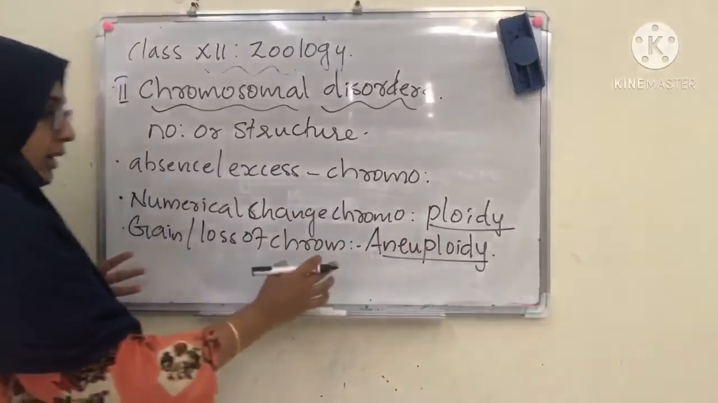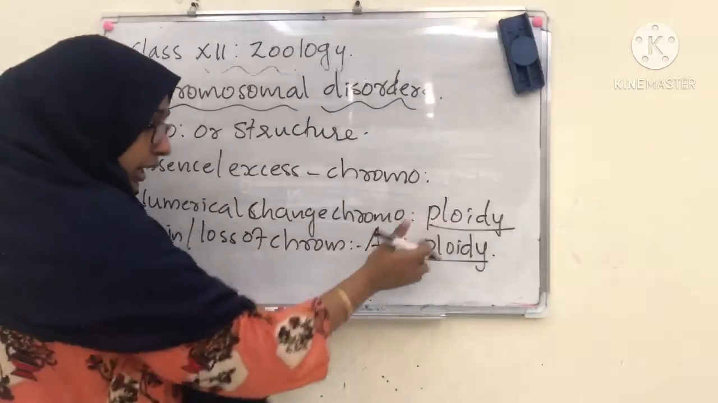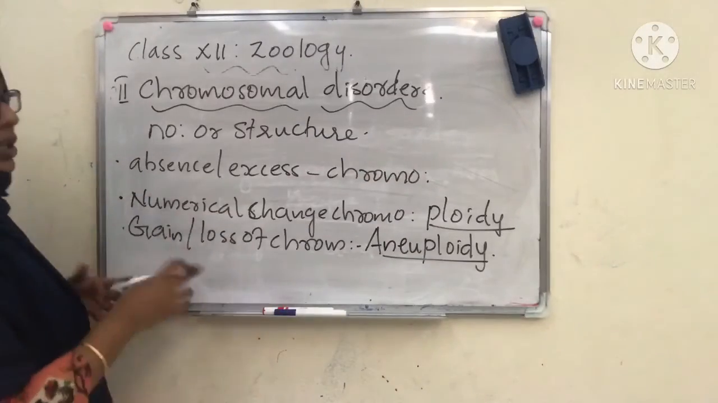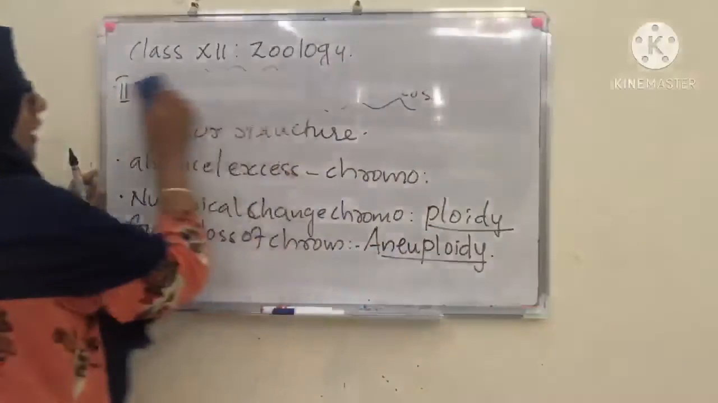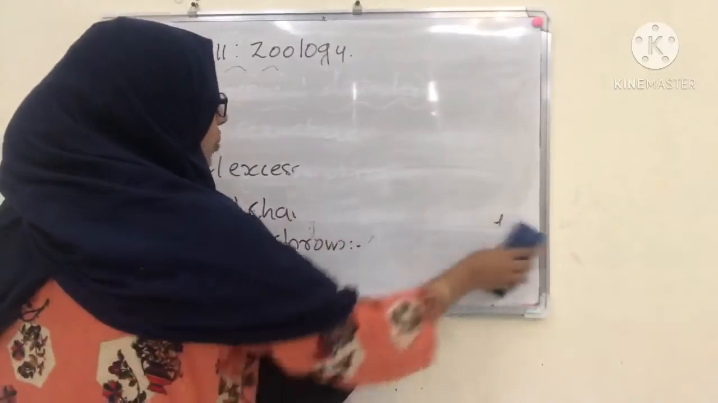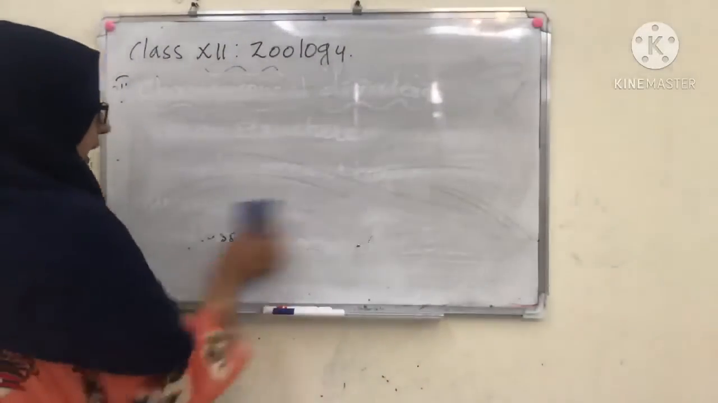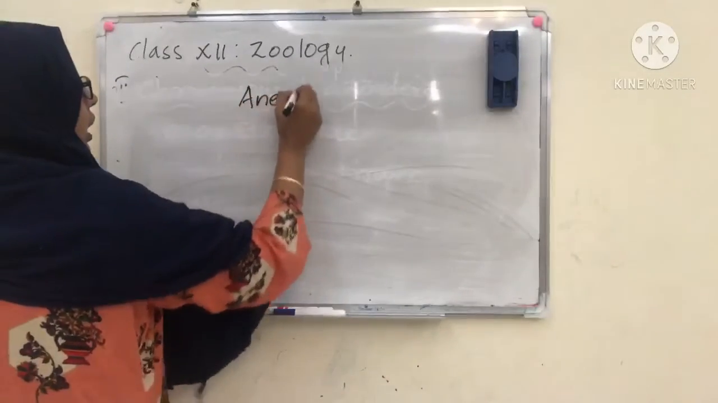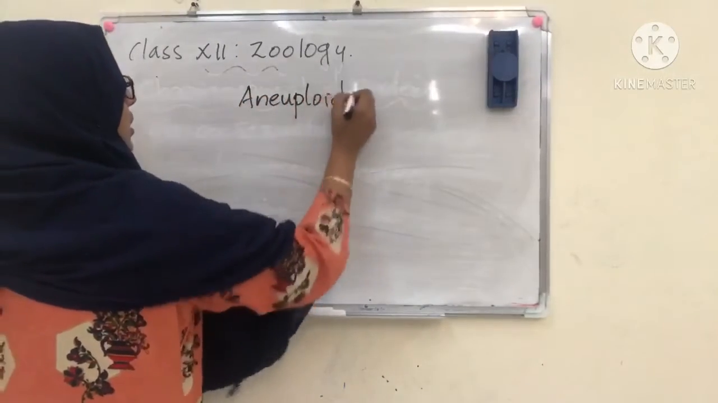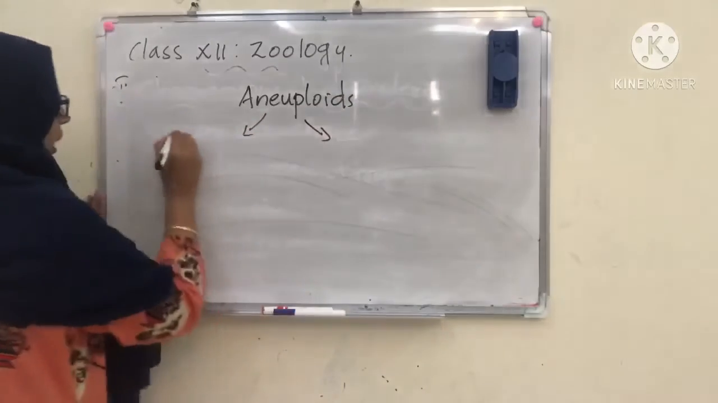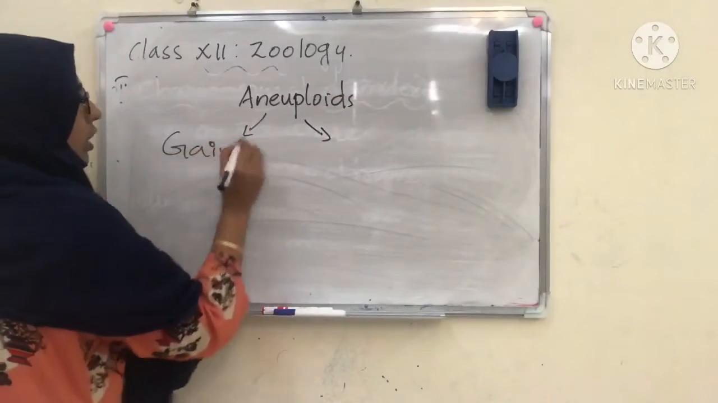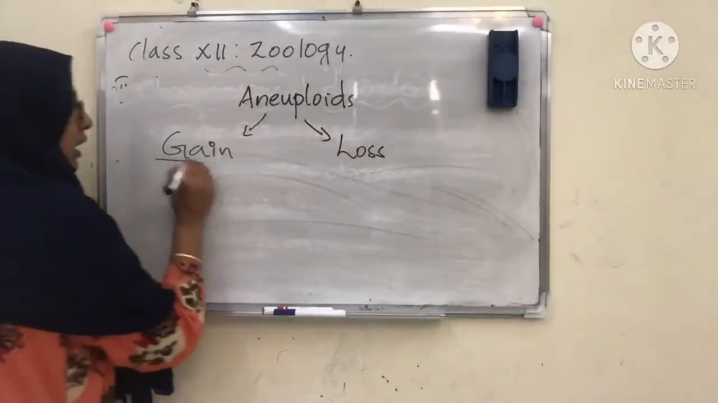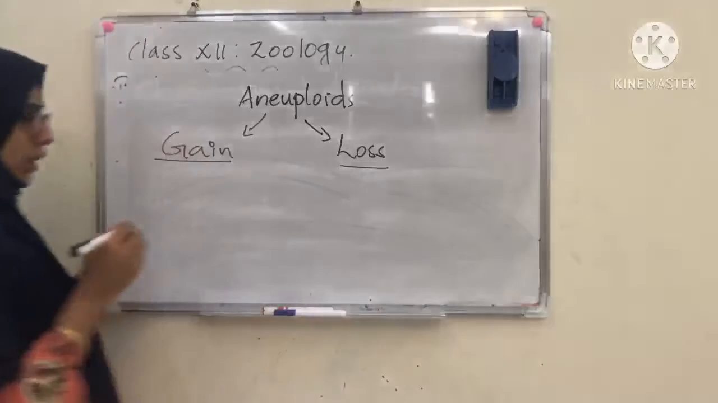Ploidy is of two types. Aneuploidy is a type of ploidy which includes the gain or loss of a chromosome. Again, we can check with aneuploidy. Two types of aneuploidy are there. So, aneuploidy means either the gain or the loss of a chromosome.